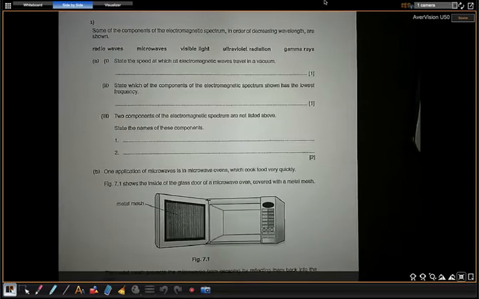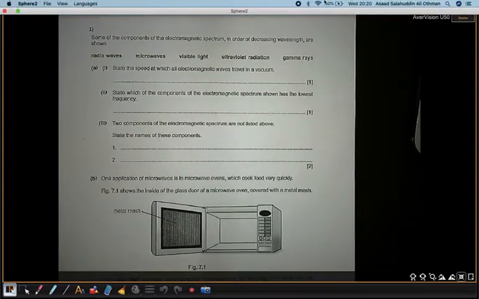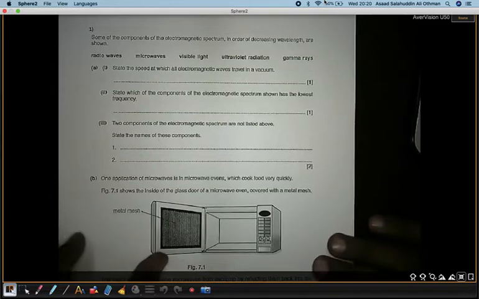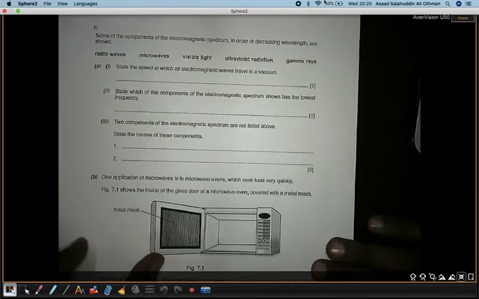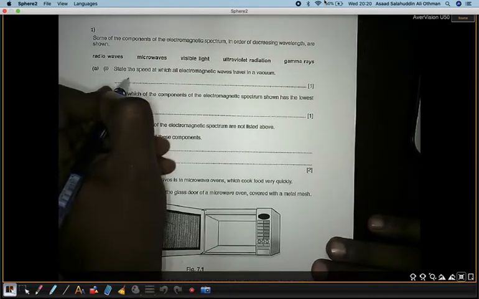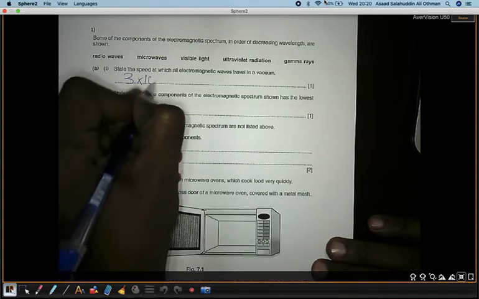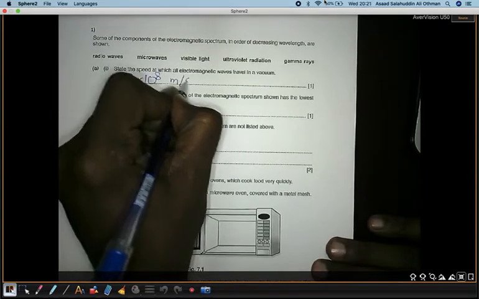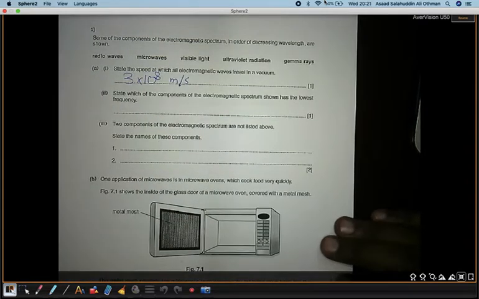Work on the worksheet that I gave you last time. So the first question says, state the speed at which all electromagnetic waves travel in vacuum, and it's all the same speed. It's just 3 times 10 to the power of 8 meters per second.